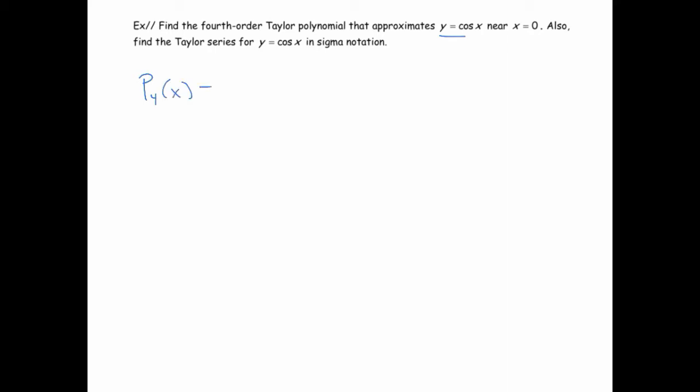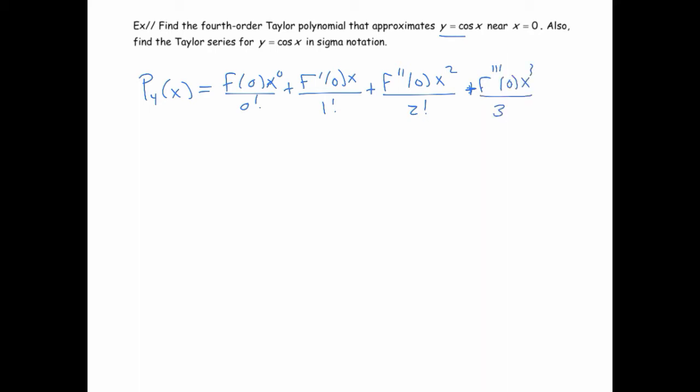The fourth order Taylor polynomial is just going to be f of 0, let's just be really thorough, x to the 0 over 0 factorial, plus f prime of 0, x divided by 1 factorial, plus f double prime of 0, x squared over 2 factorial, plus the third derivative at 0, x cubed over 3 factorial, plus the fourth derivative.